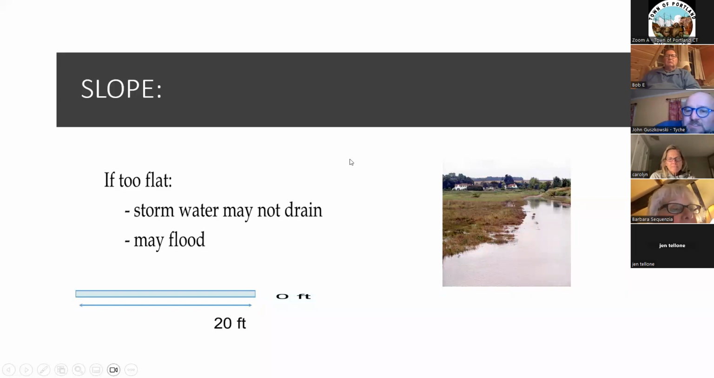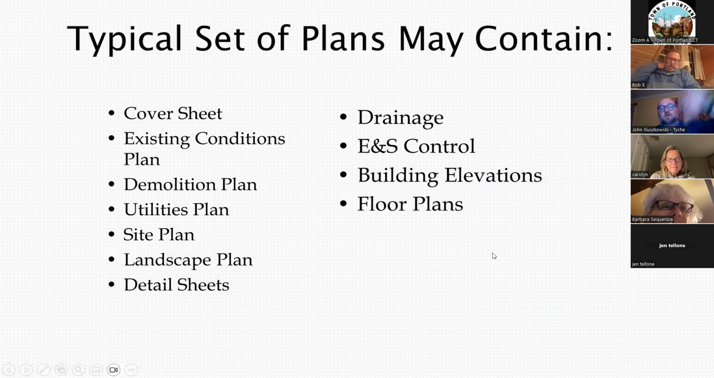Again, and this is fairly basic. If a site is graded or proposed to be too flat, there's not any pitch to it at all, either naturally or in the proposed condition, you're going to get ponding. Stormwater is not going to go anywhere when it happens. And if it's at the bottom of a hill and you're not accounting for any subsurface drainage, it's going to flood. So, too much slope is bad. Not enough slope is bad, because things are either going to wash away or they're going to pond up.